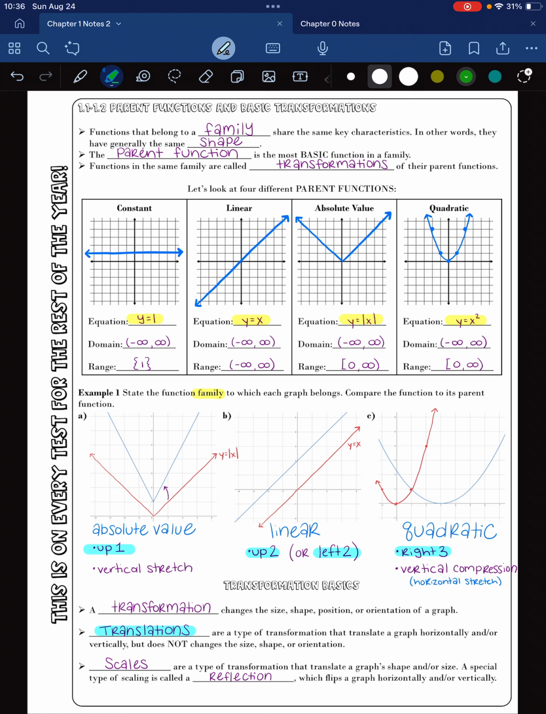Okay, and then in green, I'm going to go ahead and highlight the scales. So the scales are what actually change the size or direction of the graph. So this vertical stretch, or this vertical compression, or again a horizontal stretch, or if I had a reflection, if it flipped the graph over and changed the direction that it was going, we would consider that to be a scale or a reflection.